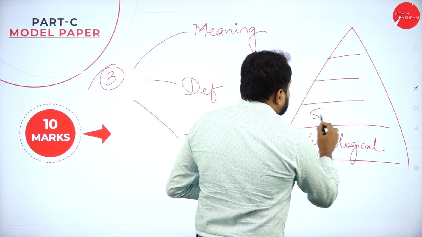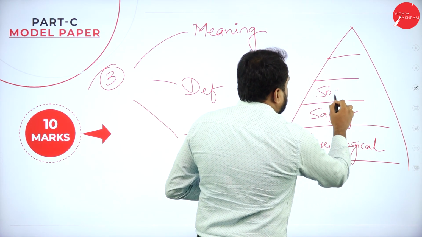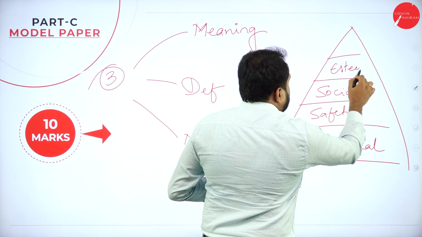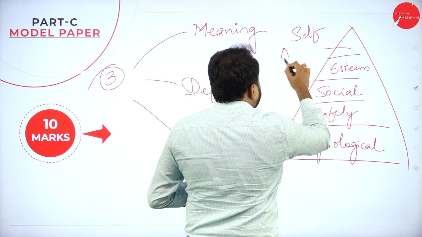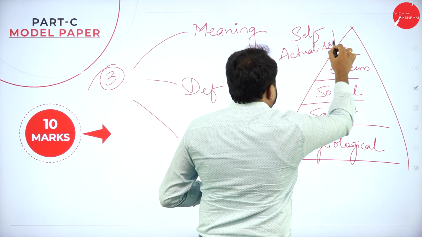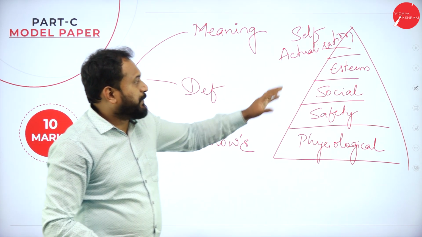Then you have something called safety needs, then social needs, then esteem needs, and this one is self-actualization. If you write it, done. Now what you are supposed to do is, half of the page you have written this.